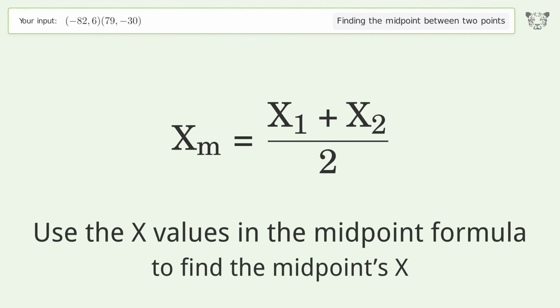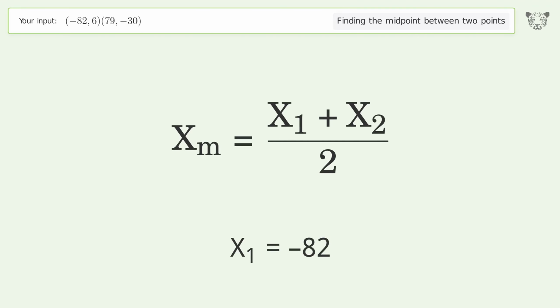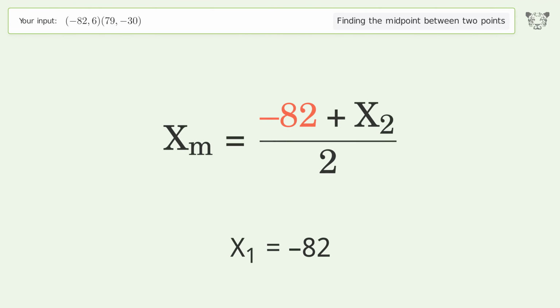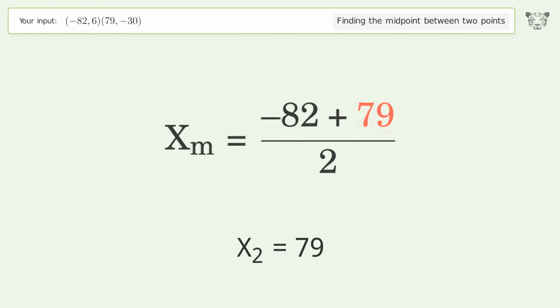Use the x values in the midpoint formula to find the midpoint's x. x1 equals -82. x2 equals 79. Simplify the arithmetic.